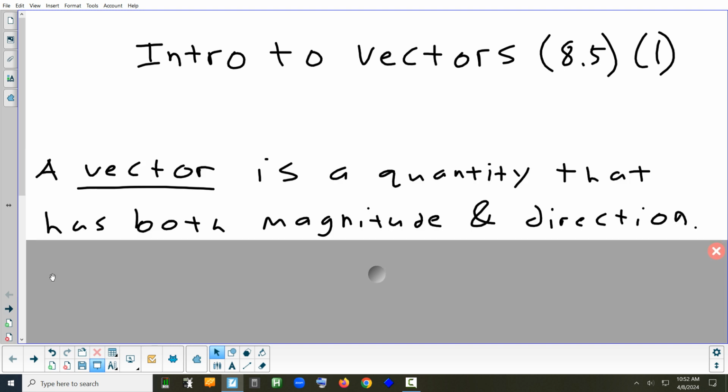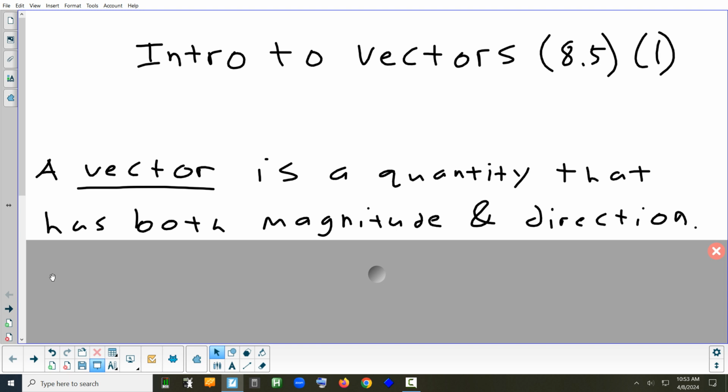Okay, so basically a vector is a quantity that represents two things at the same time. It represents a magnitude and a direction. So what would be an example of this? Let's say that you wanted to describe an object moving. If you wanted to describe an object that was in motion, what's one thing you would have to describe about it in order to describe exactly how it's moving?